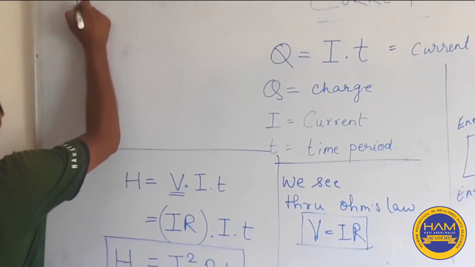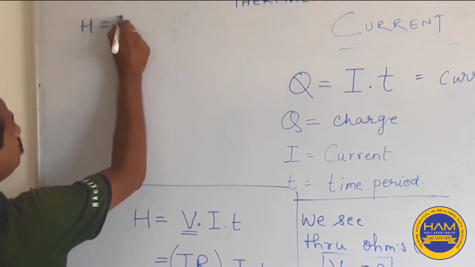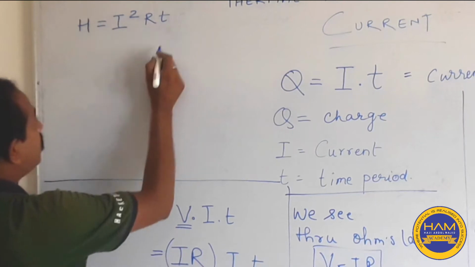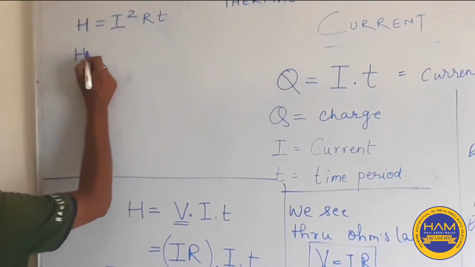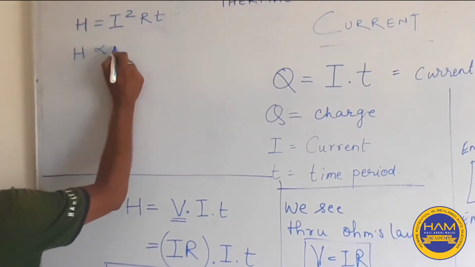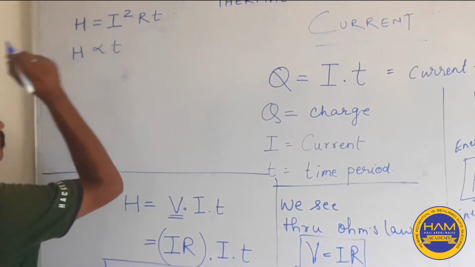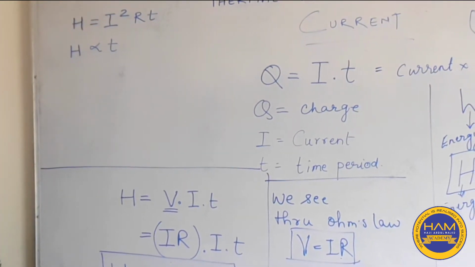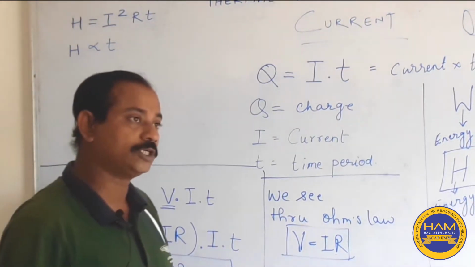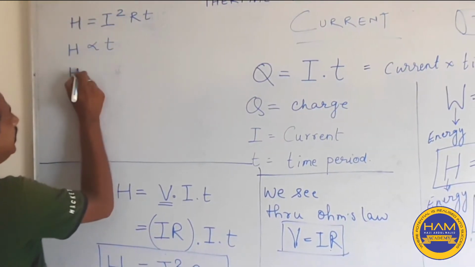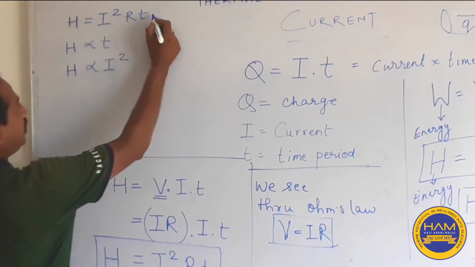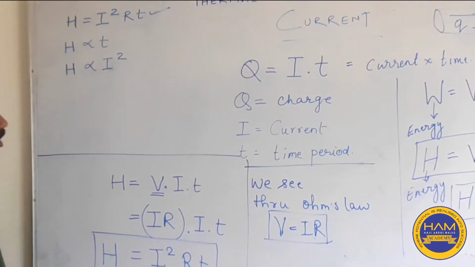I am using this part of the board to continue further. What do we have? This is H is equal to I square R T. Now what does this interpret? H is directly proportional to T. Now what do we mean by this? H is directly proportional to T. Also H is directly proportional to the square of the current. We get the inferences from these two equations.